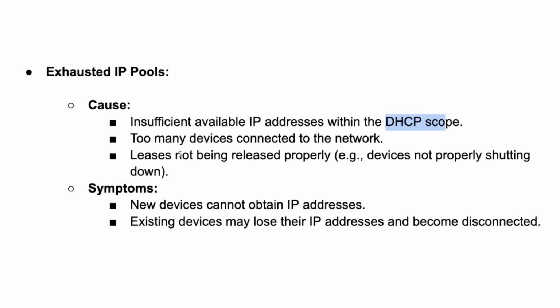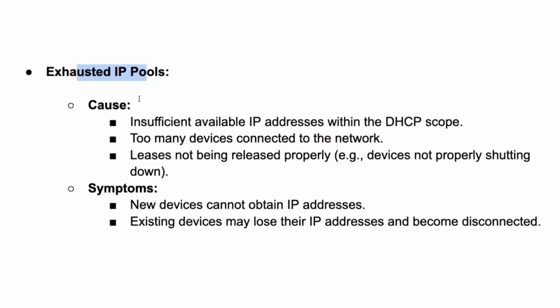They ran out of IP addresses, right? There are not enough available IP addresses. So a symptom of this could be new devices can't obtain new IP addresses. That's pretty solid. Existing devices may lose their IP addresses and become disconnected. That could also be an issue where it's either some kind of a lease issue or there are too many devices that are connected to the network. So these are again DHCP misconfiguration problems that arise, and the causes for this.